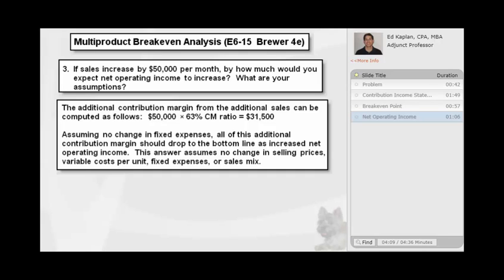That comes up with $31,500. The reason that works is because we're not expecting any changes in fixed expenses, so all of the increase in the additional contribution margin falls all the way to the bottom line as increased net operating income. The assumption this makes is that the sales mix didn't change, and sales mix means the proportional percentage of every product that we intend to sell.